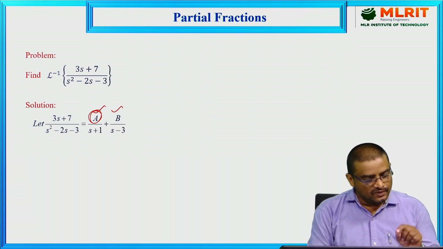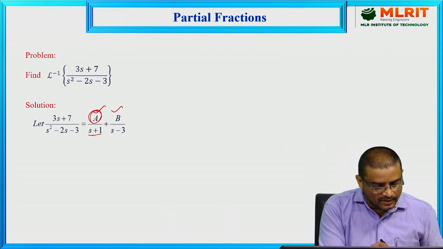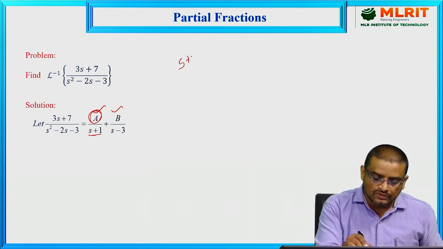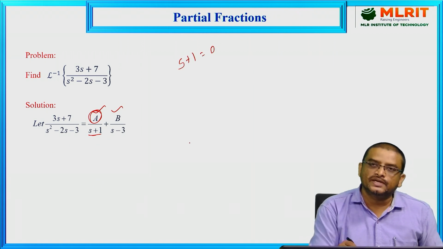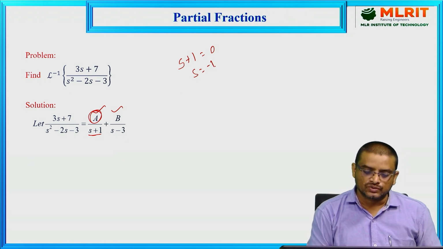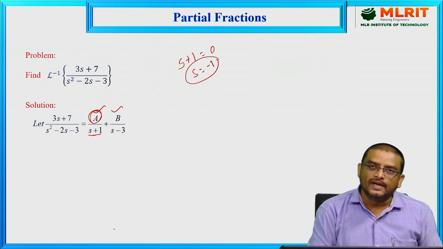Now I want to find out the value of a. If you want to find out the value of a, then whatever the denominator we are having under a, you equate the denominator to 0. You will get s plus 1 is equal to 0. So from this you will get s is equal to minus 1. Now remember this, s is equal to minus 1.